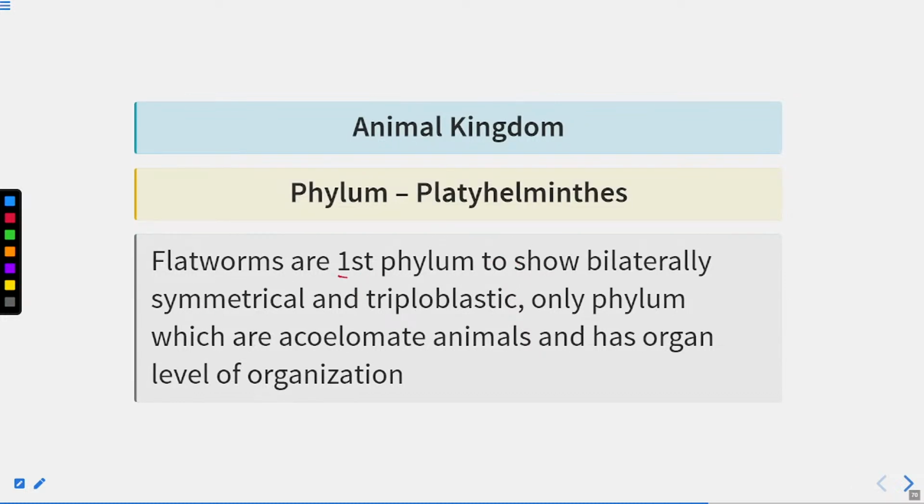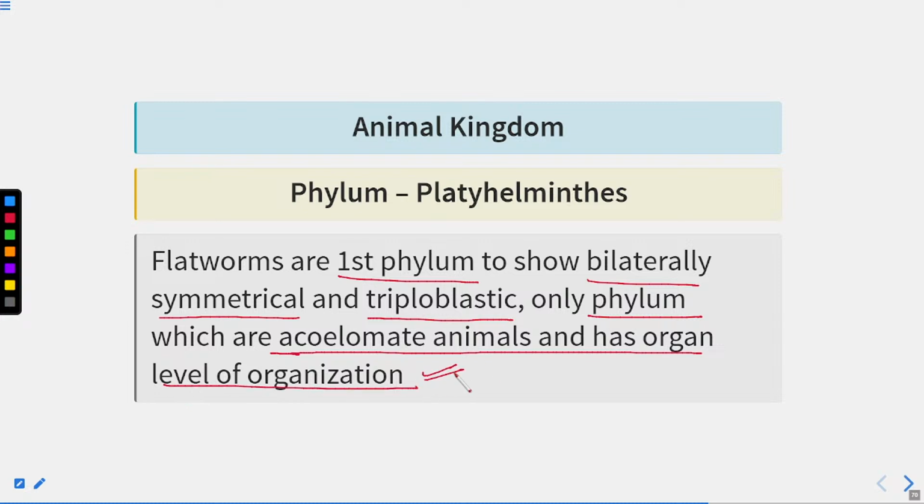Flatworms are the first phylum to show bilateral symmetry. From here, the bilaterally symmetrical organisms come, right? And they are triploblastic. Triploblastic means ectoderm, mesoderm, and endoderm are present. And it is the only phylum that shows acoelomate animals with organ level of organization, right?